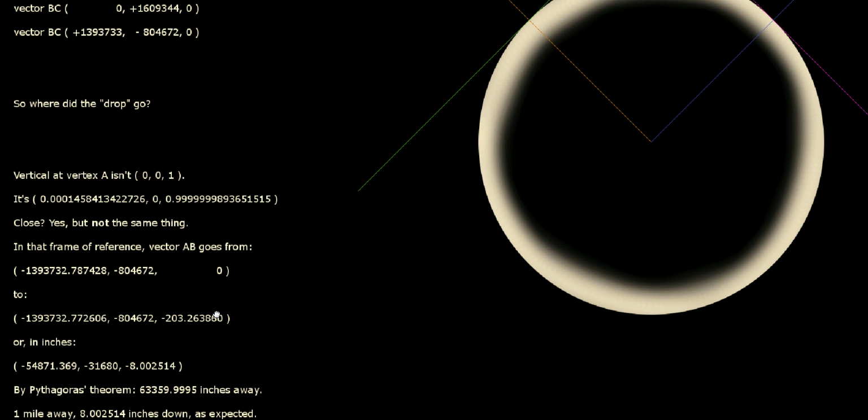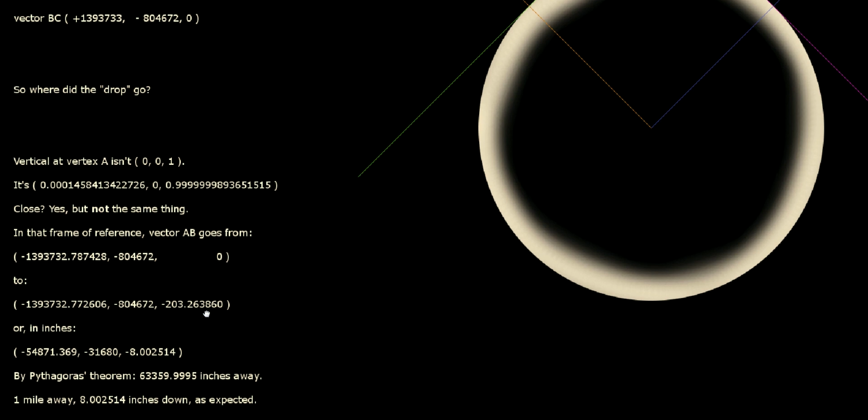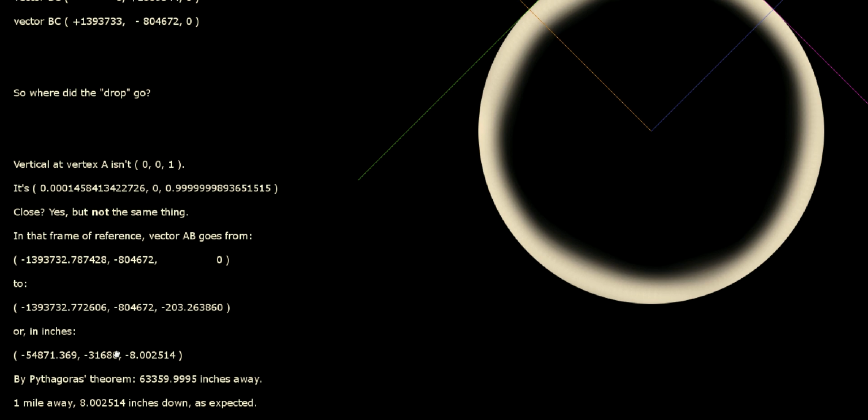203 millimeters. What's that in inches? Well, that whole vector in inches: minus 54,870 some, minus 31,700, minus 8. There's your 8 inches. By Pythagoras' theorem, we can combine this 54,870 and 31,700, and we get 63,359.9995, also known as 63,360 inches. Told you that number would come back up. It's a mile. Of course it's a mile, it's a 1-mile triangle. 1 mile away, 8 inches down. There's the drop, exactly as expected.